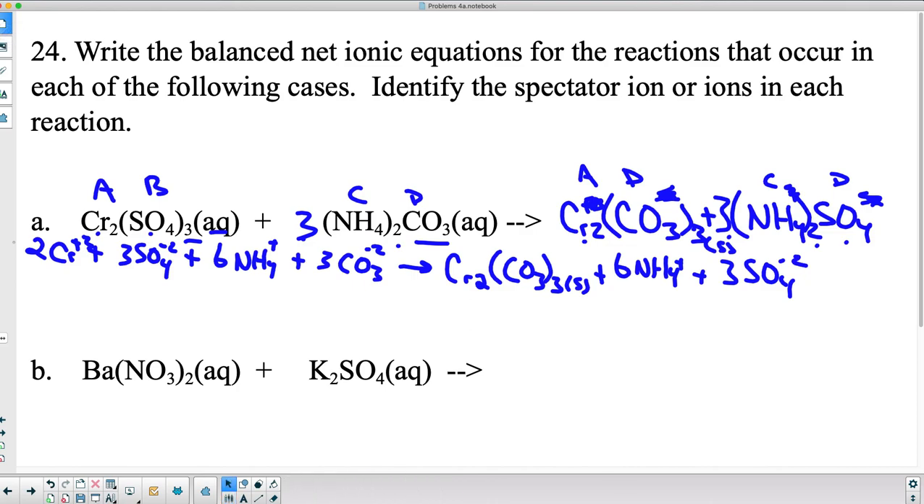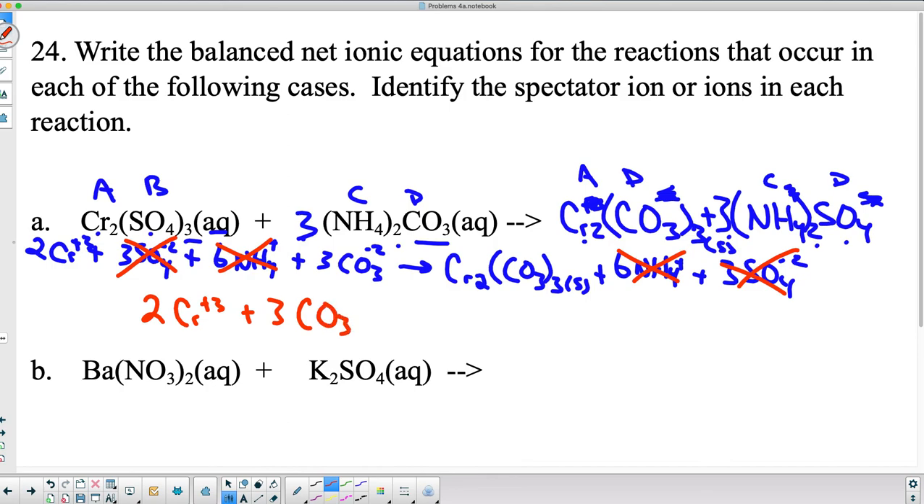So which ones are the same on both sides? I'll give you a hint. It's the ones not in the solid, which means I can get rid of the 6 NH4 like that and the SO4 like that. So that means I have 2 Cr with a plus 3 plus 3 CO3 with a minus 2. That's a 2. And then Cr2(CO3)3, solid. There it is.